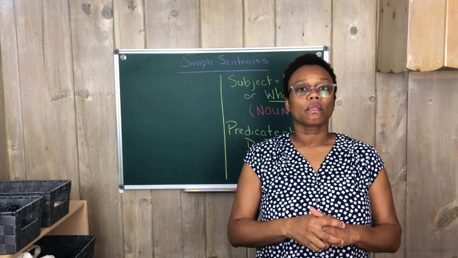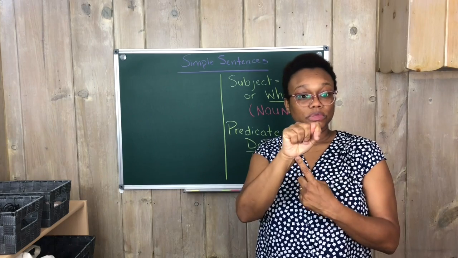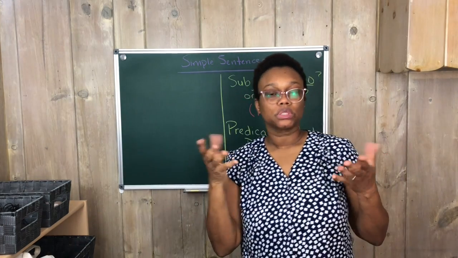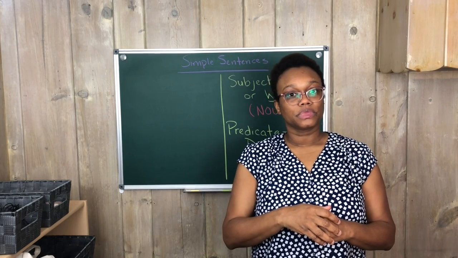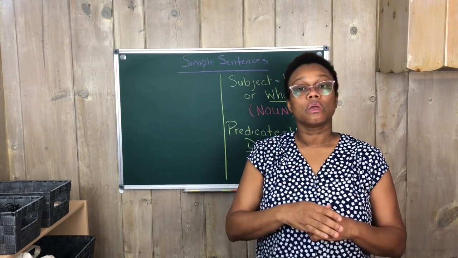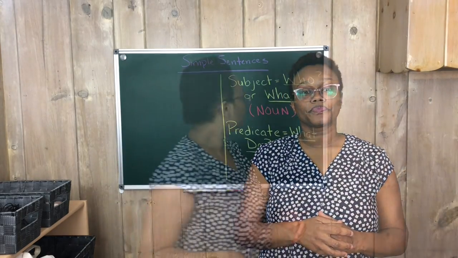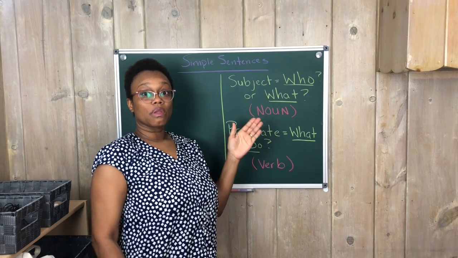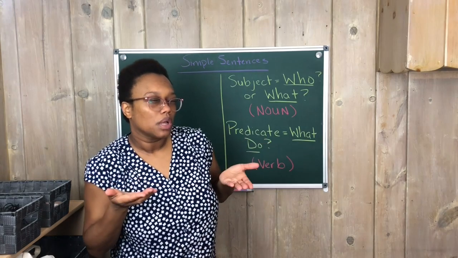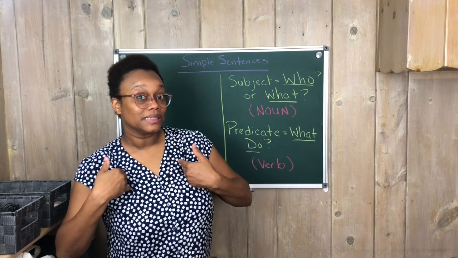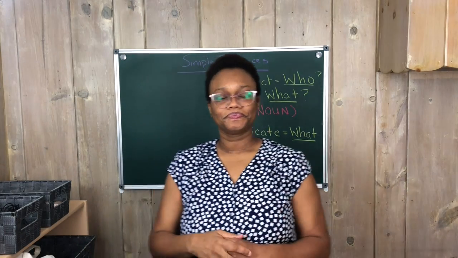But what do subjects and predicates mean? First, a subject. That means who or what the sentence is about. It's always a noun. Do you remember what a noun was? A person, place, thing, or idea. So the subject is the who, the person, or the what, the thing or animal. Subjects are always nouns.